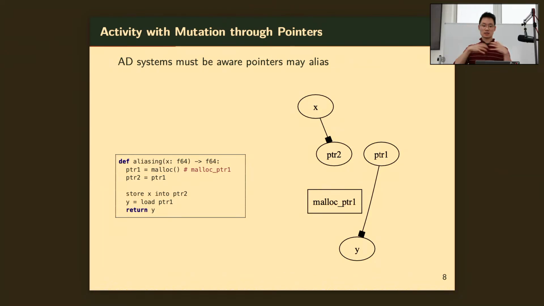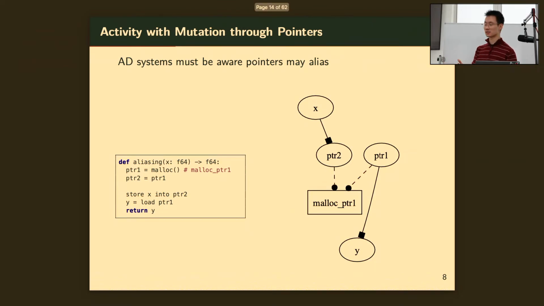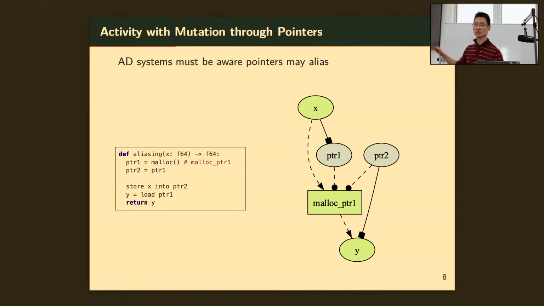We need some kind of analysis to reason about what these pointers point to, and this is exactly the job of our pointer analysis that will give us these circle edges that tell us that pointer 1 and pointer 2 point to the same memory allocation. It is only after we have this information that we can see the underlying differential dependency from X that flows through the memory and then to Y.